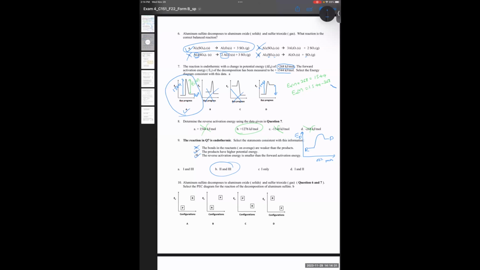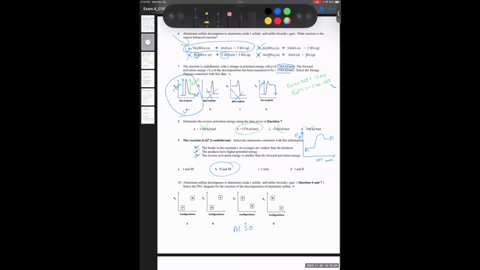All right. Aluminum sulfate decomposes to aluminum oxide and sulfur trioxide. Select the PEG diagram for the reaction of the decomposition of aluminum sulfate. Oh, okay. Aluminum sulfate, question 6 and 7. Oh, yeah, it's over here. The chemical reactions are given to you, so you don't have to write it again. Let me erase that.